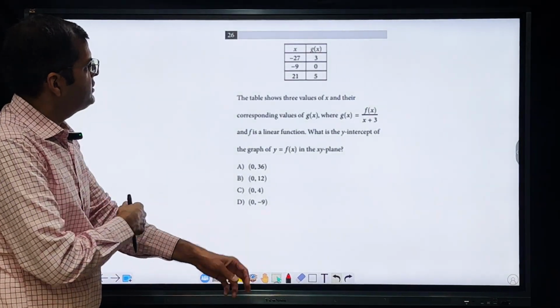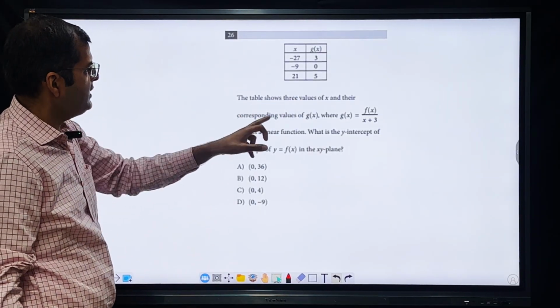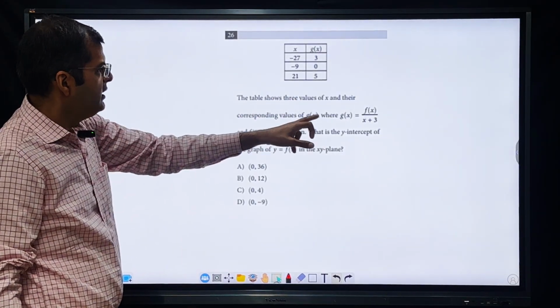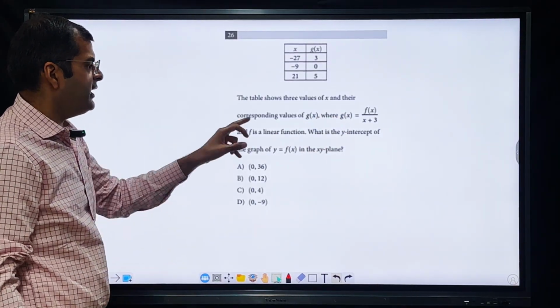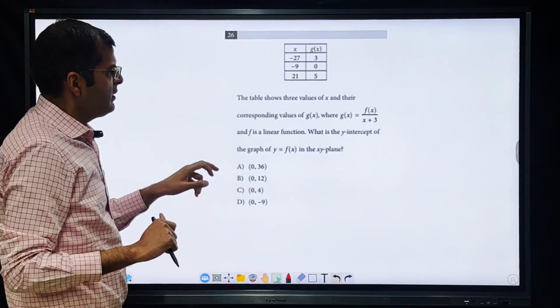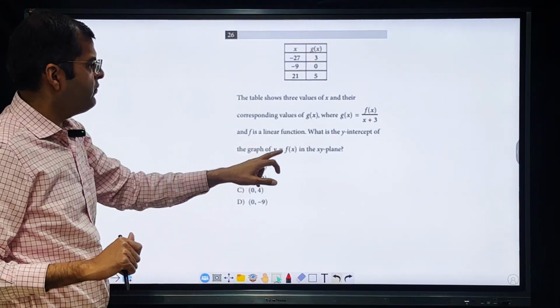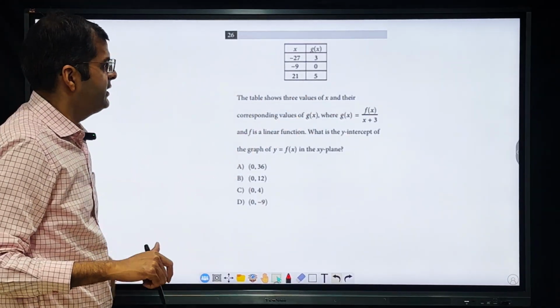Now this question shows a table between x and g of x. The table shows three values of x and their corresponding values of g of x, where g of x is equal to f of x divided by (x + 3), where f is a linear function. What is the y-intercept of the graph y = f(x) in the xy-plane? We have to find f of x basically.